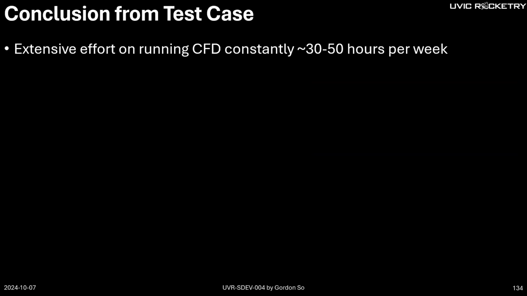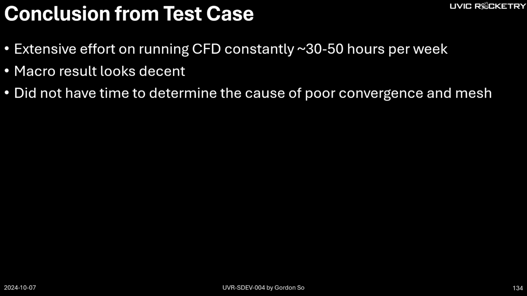So what can we conclude from the test case? Again, this is already really high hours per week. It's already roughly 2 months' worth of work, consistently 30 to 50 hours per week. And although the macro results, all the coefficients, look pretty decent, to be honest, I do not have time to know what the actual convergence is.